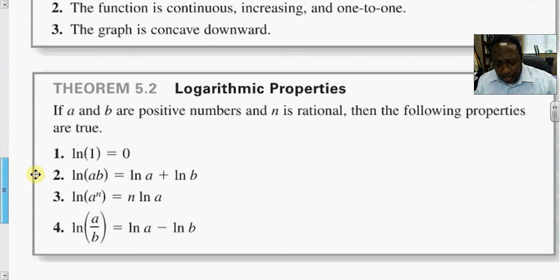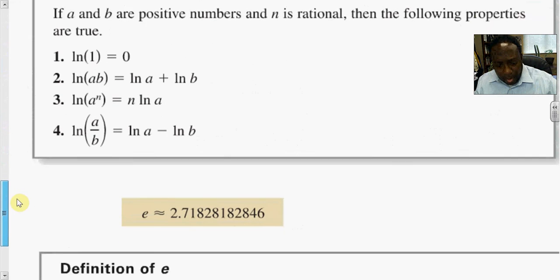Logarithmic properties, straightforward, come from algebra. The natural log of 1 is 0. The natural log of a times b, the natural log of the product, is equal to the sum of the natural logs. Number 3, the natural log of a raised to a power is equal to that power as the multiplier times the natural log. The natural log of the quotient is equal to the difference of the natural logs. So straightforward again from algebra.